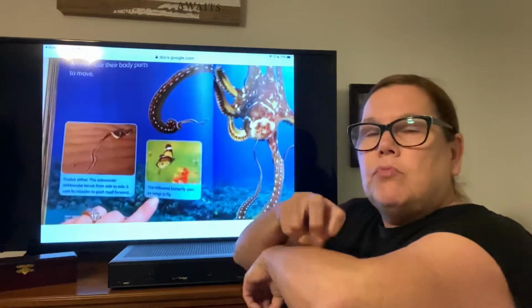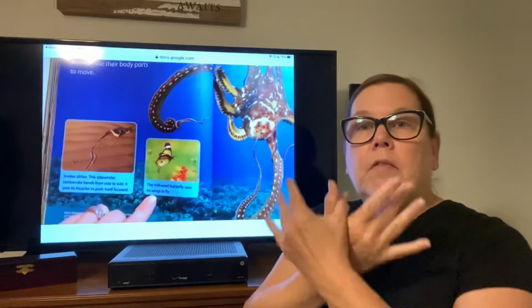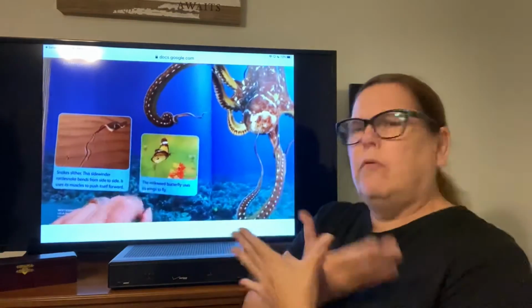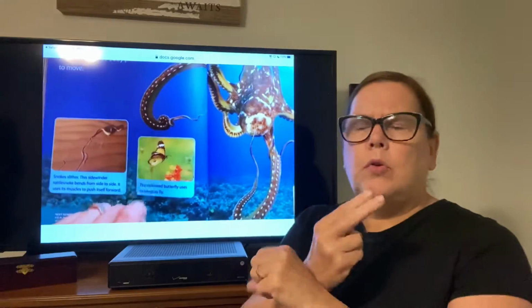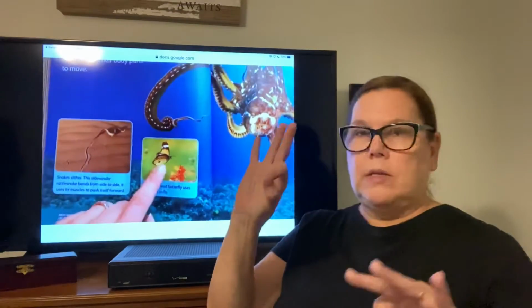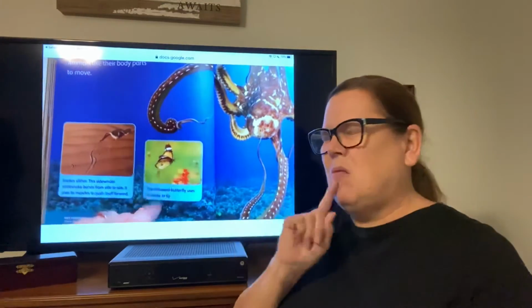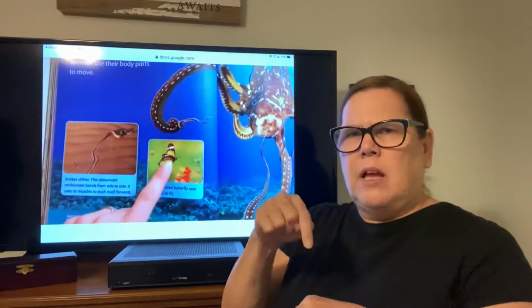This milkweed butterfly uses its wings to fly. So here's a beautiful butterfly. It's going to use its wings to fly. So butterflies do have legs. However, they're not really using their legs to move from place to place. They use their wings instead.